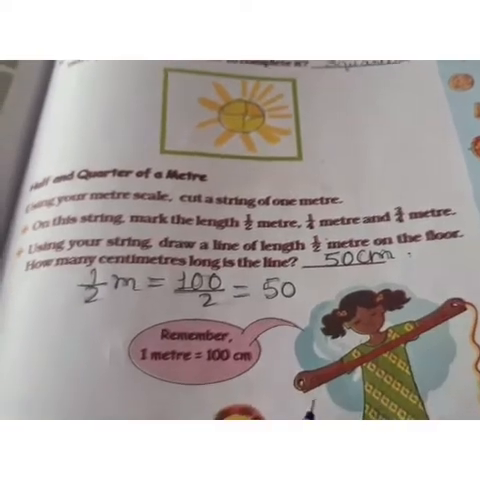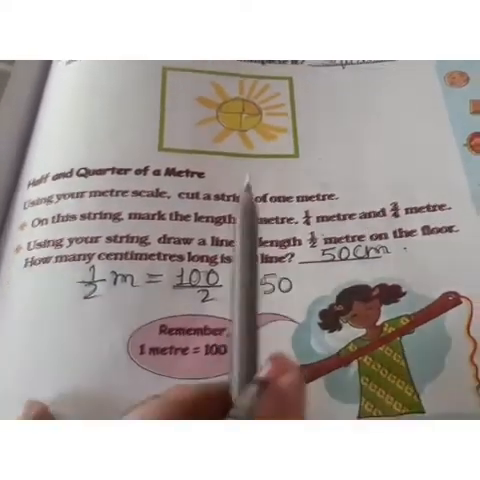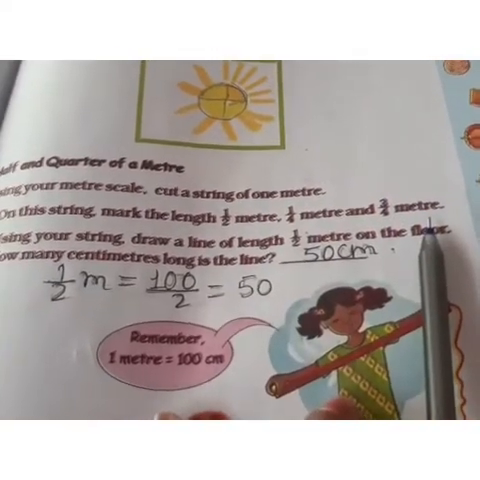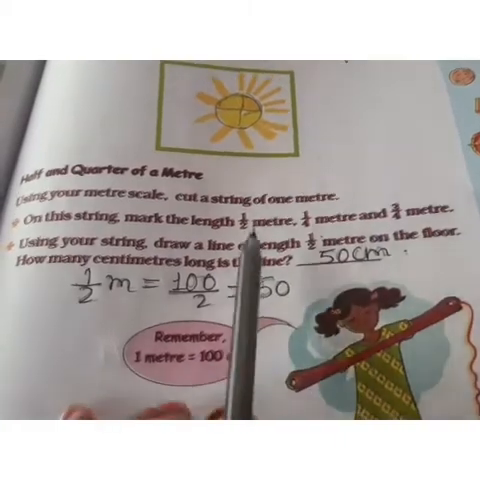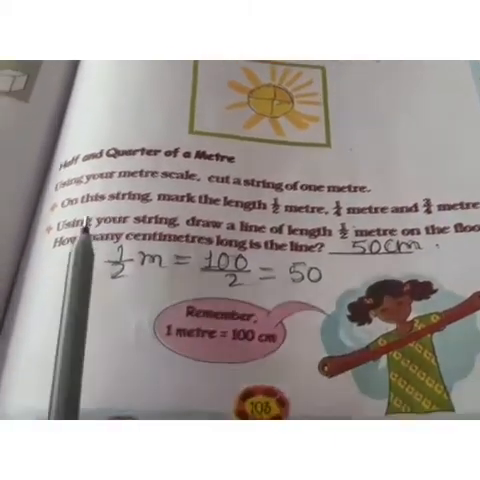अब एक लंबा सा 1 मीटर का स्ट्रिंग लीजिए. उसमें कौन कौन से मार्किंग्स करने हैं? हाफ मीटर का मार्किंग करना है, 1/4 मीटर का मार्किंग करना है और 3/4 मीटर का मार्किंग करना है उस स्ट्रिंग के ऊपर. So half meter, as you all know that 1 meter is equal to 100 centimeters.